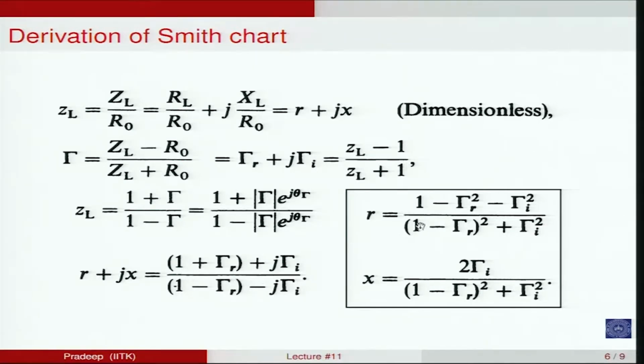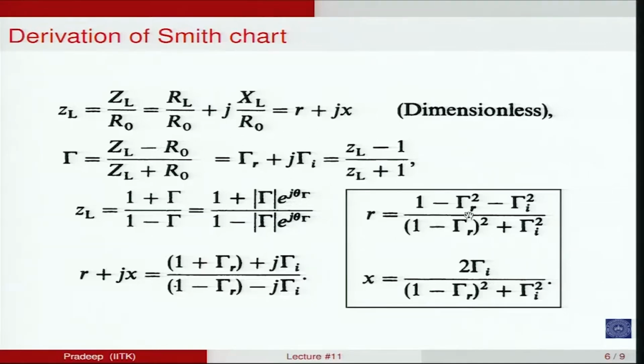You find that r will be the real part, given by (1 minus gamma_r squared minus gamma_i squared) by the denominator, and x, which is the normalized reactance part, is given by 2 gamma_i by ((1 minus gamma_r) squared plus gamma_i squared). What you have to see from this boxed equation is that no matter what gamma_r and gamma_i you consider, which would be a point on the reflection coefficient plane, there will be a corresponding r and a corresponding x.